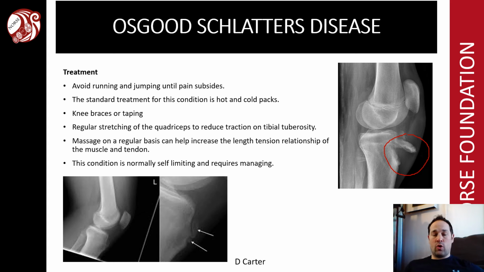Knee bracing or, more recently, kinesiotaping can help. That's very supportive. Regular stretching of the quadricep is important to reduce that traction on the tibial tuberosity. Massage and manual treatments help a great deal. And as we said all the way through, this condition is self-limiting. So ultimately, the youngsters will grow out of it.